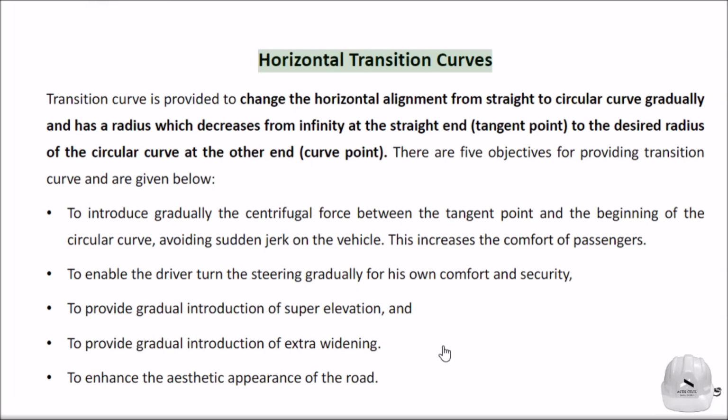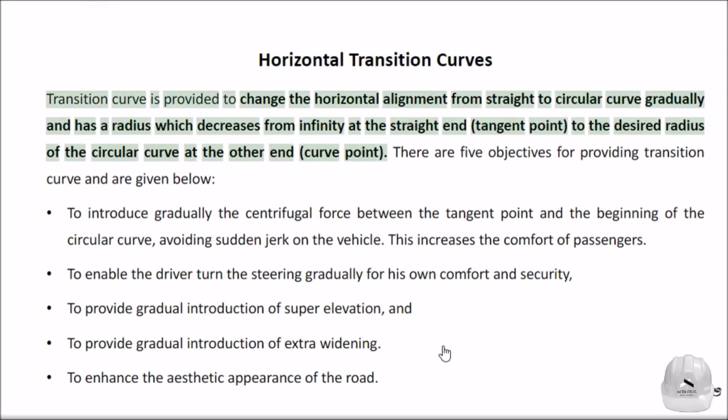Horizontal transition curves. Transition curve is provided to change the horizontal alignment from straight to circular curve gradually and has a radius which decreases from infinity at the straight end, tangent point, to the desired radius of the circular curve at the other end, curve point.